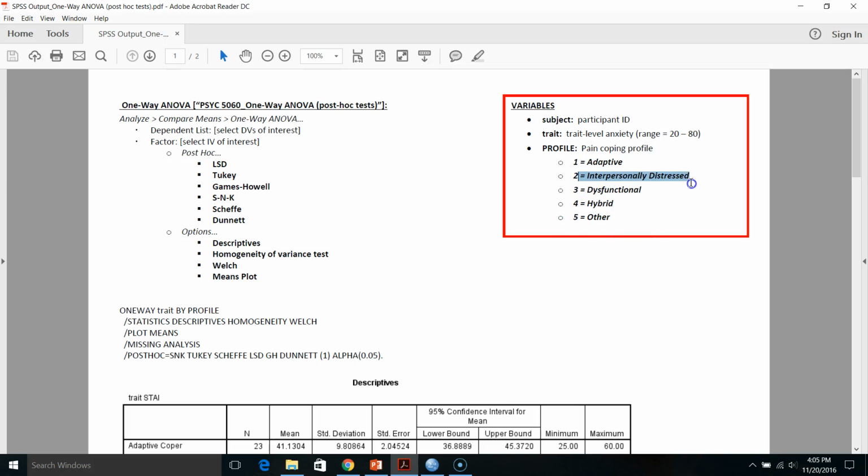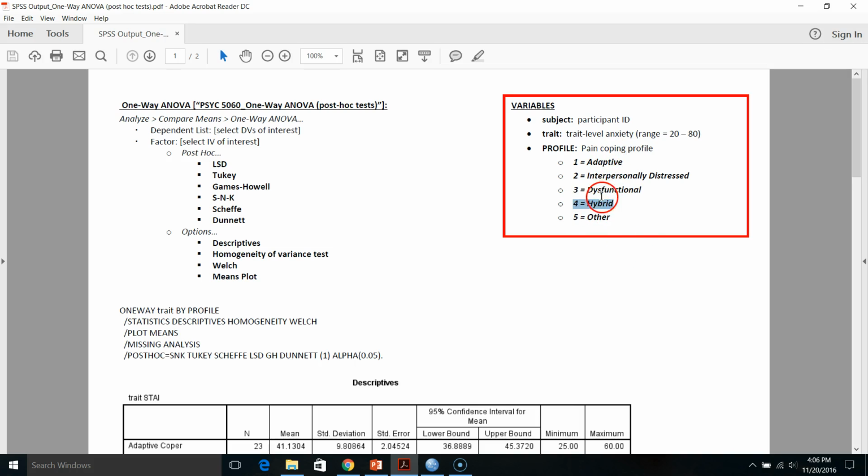Group 2, an interpersonally distressed group. Okay, these are people who rely on other people for help, maybe excessively so. These are people who have regular complaints to their friends, family about their chronic pain, rely on friends, family to help them manage their pain, but as you can imagine, this can start to tax interpersonal relations. The dysfunctional group is a group that is just relatively low functioning in terms of their pain, a lot of avoidance, not doing so well.